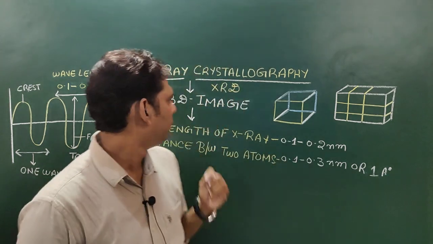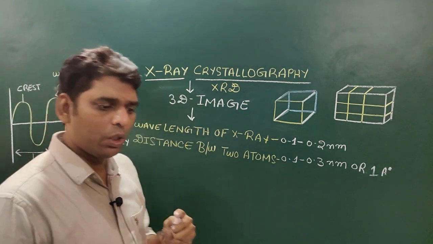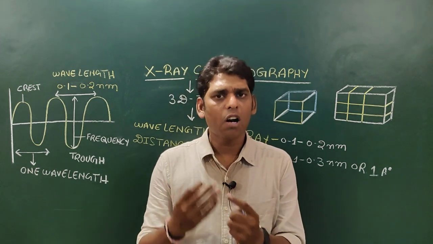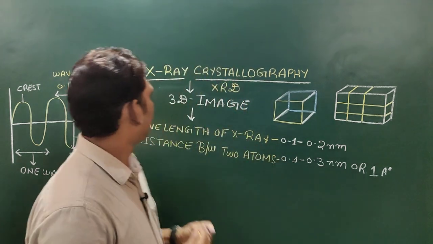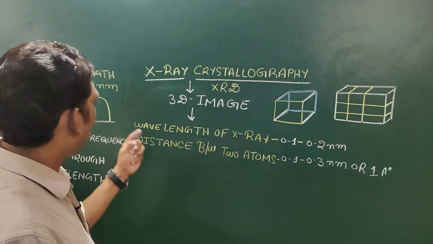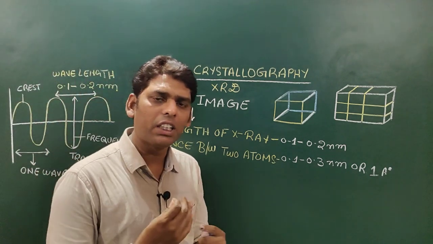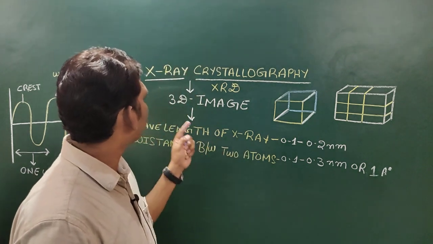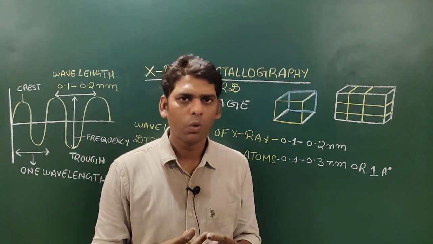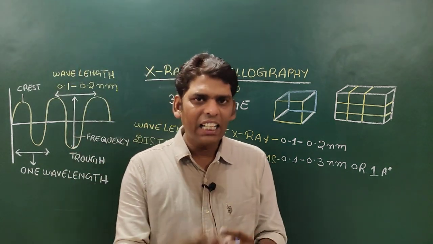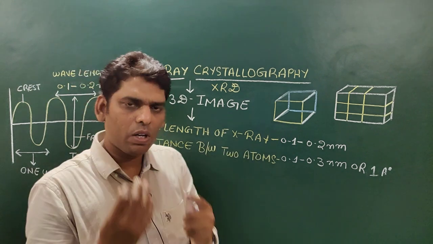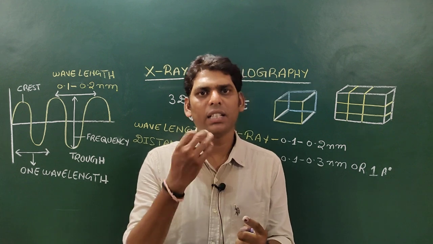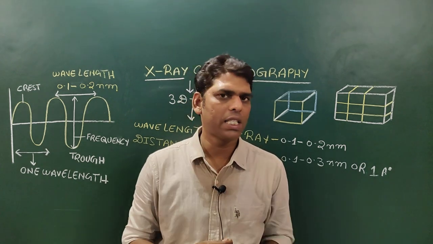Second difference, NMR uses the magnetic property of a nucleus to determine the structure of a biological sample, okay? But in X-ray crystallography, generally an X-ray beam is used to determine the 3D structure of biological molecules, okay friends? So these are two differences between X-ray crystallography and NMR, okay? Students, the idea behind this discussion is I just want you to know about NMR and XRD, because these two techniques are used in the determination of the 3D image of the biological sample, okay?